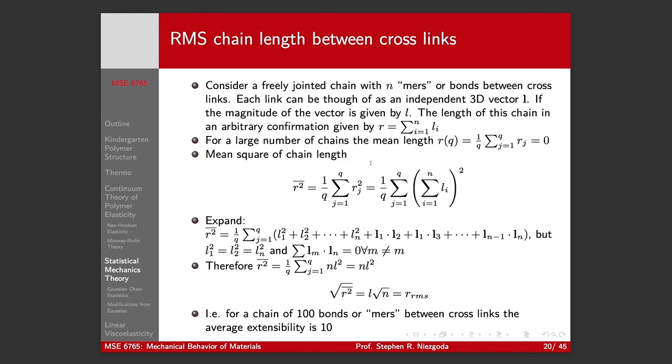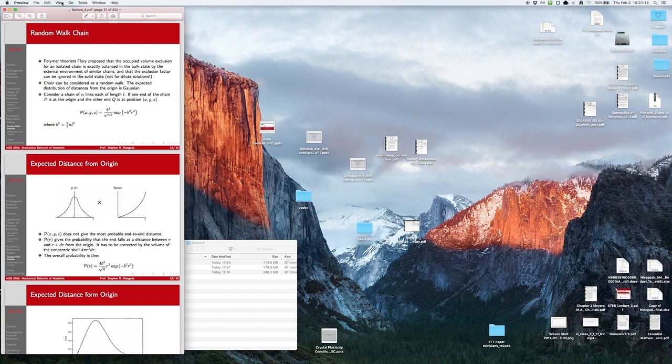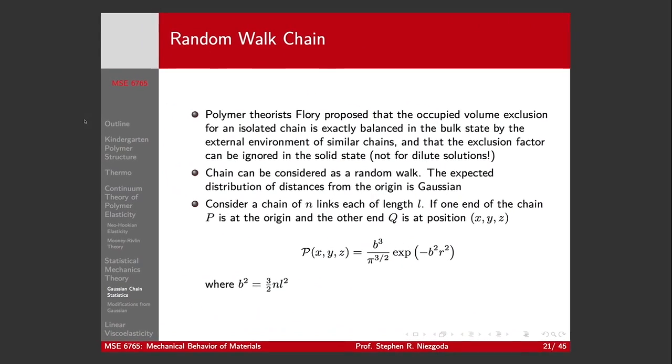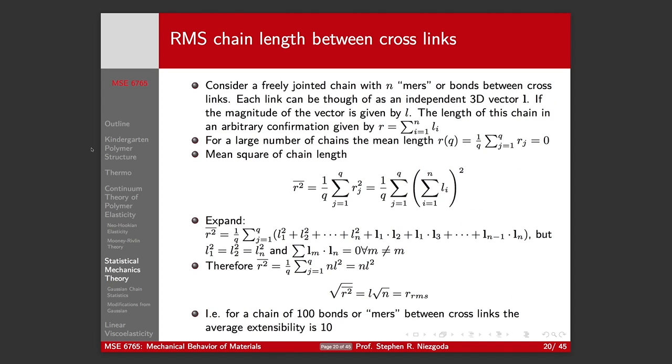So what I need to do is start thinking about the mean square chain length, right? So this is the average value of the length squared, where this Q is over all the chains, and n is over all the different MERS. So here our square is on the outside of this summation. So let's expand this out. So we have a huge polynomial expansion over all these chains.